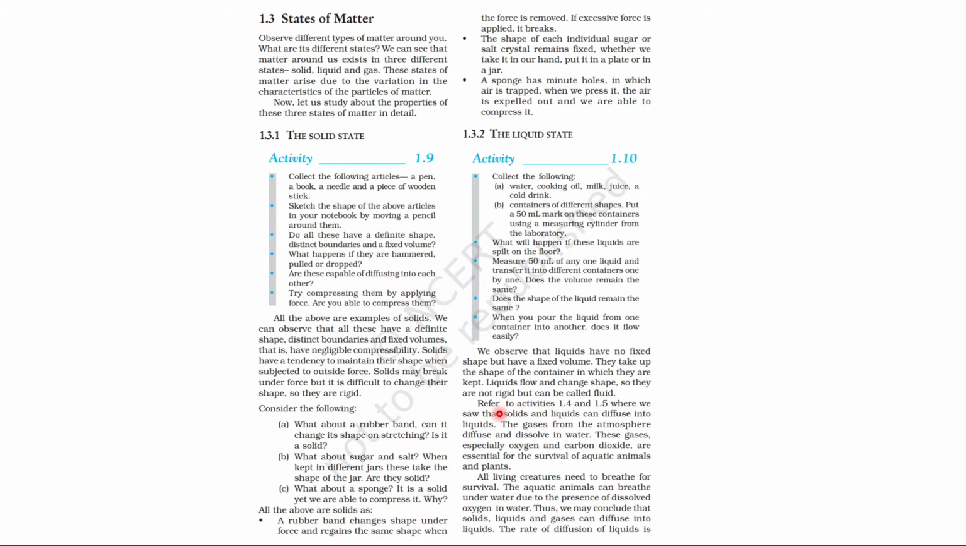Next, as we have learned, solids and liquids can diffuse into liquids, right? The gases from the atmosphere diffuse and dissolve in water. So these gases, especially oxygen and carbon dioxide, are essential for the survival of aquatic animals and plants. All living creatures need to breathe for survival. The aquatic animals can breathe underwater due to the presence of dissolved oxygen in water. Thus, we can conclude that solids, liquids, and gases can diffuse into liquids.